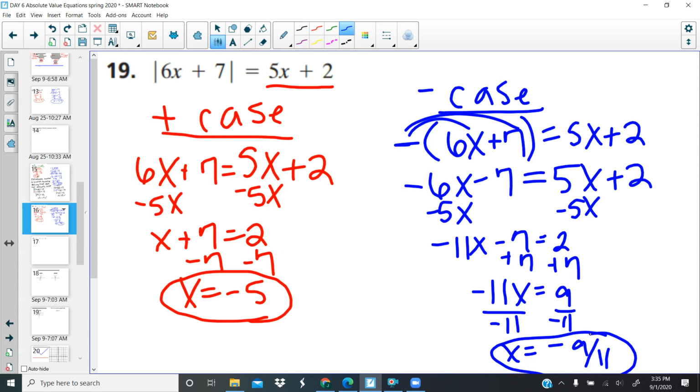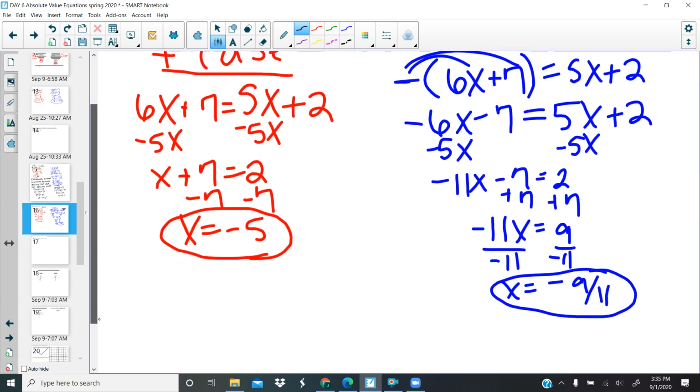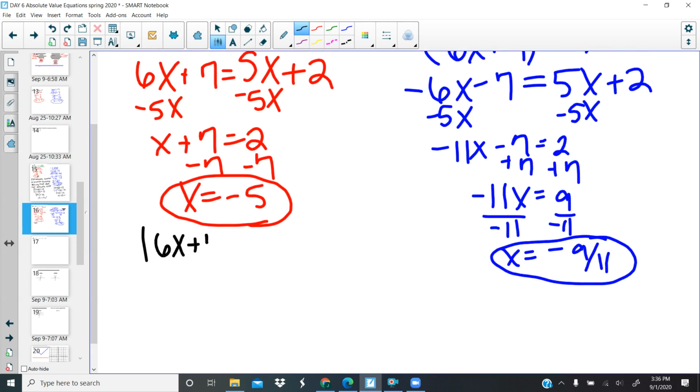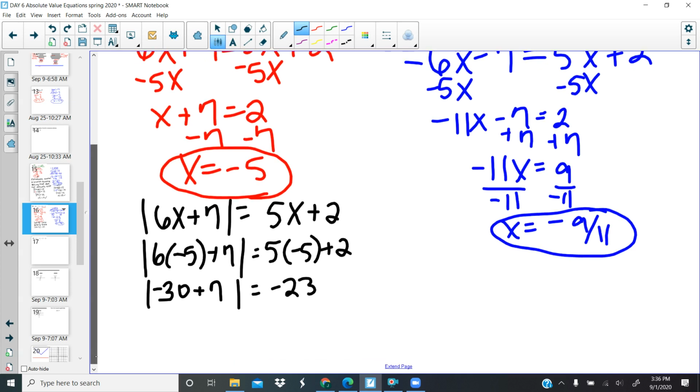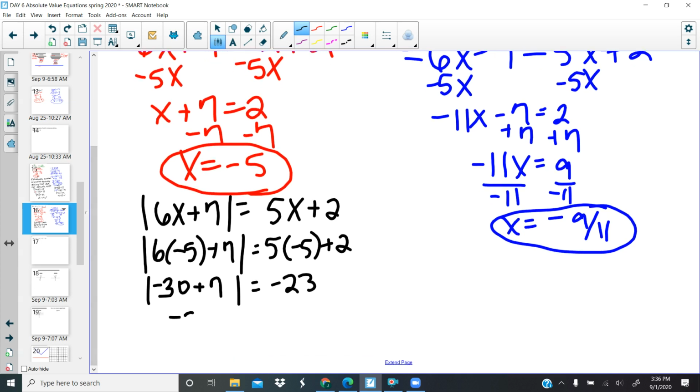So to find that out, we're going to start plugging the numbers back into the original equation. So I'm going to start with the negative 5. My original is the absolute value of 6x plus 7 equals 5x plus 2. And so I'm going to plug in negative 5 for x. So I would have the absolute value of 6 times negative 5 plus 7 equals 5 times negative 5 plus 2. So then 6 times negative 5 is going to give us negative 30. And we're going to have plus 7. And then that would be equal to 5 times negative 5 is going to be negative 25 plus 2 is going to give us negative 23. And so then negative 30 plus 7 is going to be negative 23 as well.